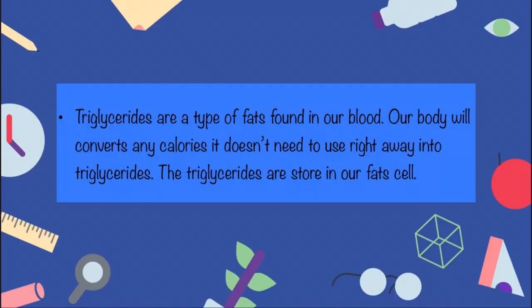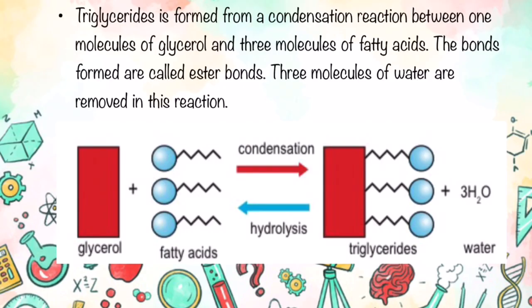Triglycerides are a type of fats found in our blood. Our body will convert any calories it doesn't need to use right away into triglycerides. The triglycerides are stored in our fat cells. Triglycerides is formed from a condensation reaction between 1 molecule of glycerol and 3 molecules of fatty acid. The bond formed are called ester bond. 3 molecules of water are removed in this reaction.